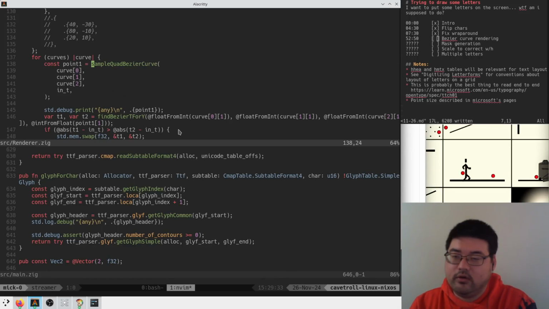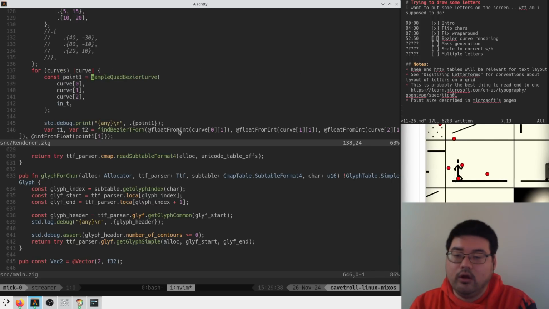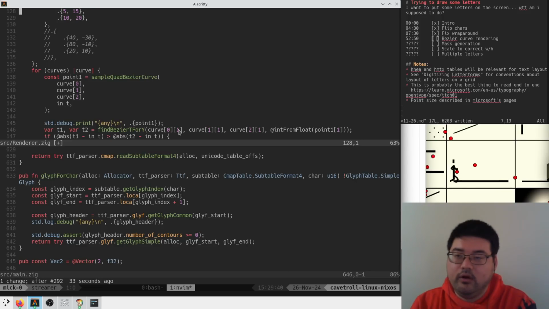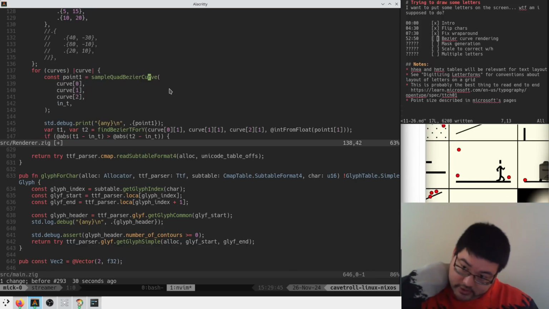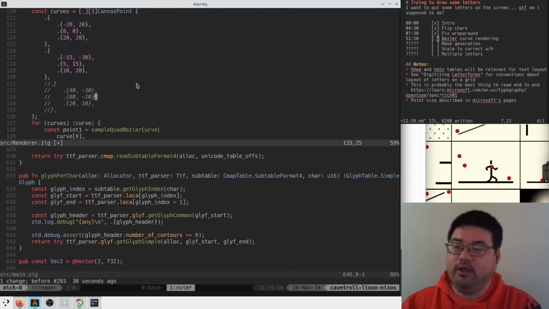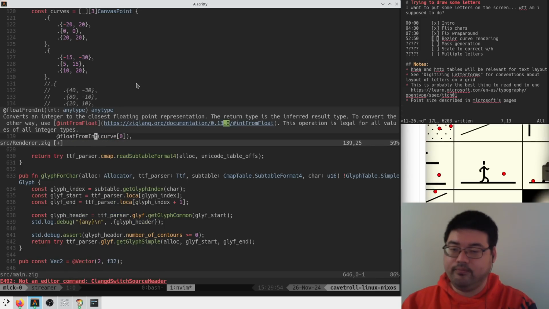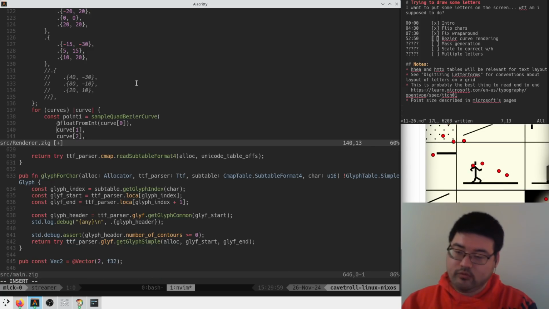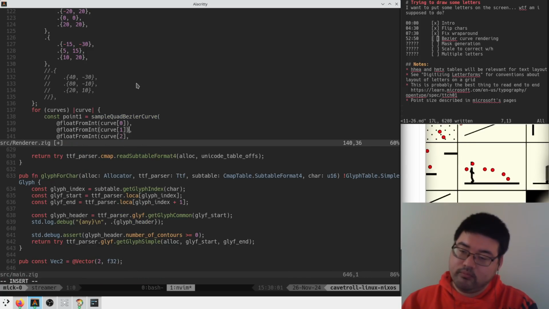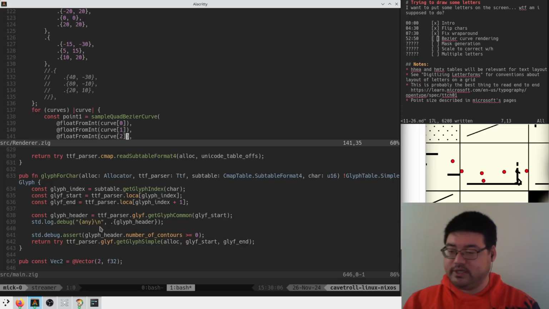What's going on now? Oh, wrong way. I'm a dumbass. God damn it. Is there no clean conversion here? Does float from int work on these? That'd be kind of cool. I don't really know if I expected that to work, but looks like it did. All one test passed. Let's go.